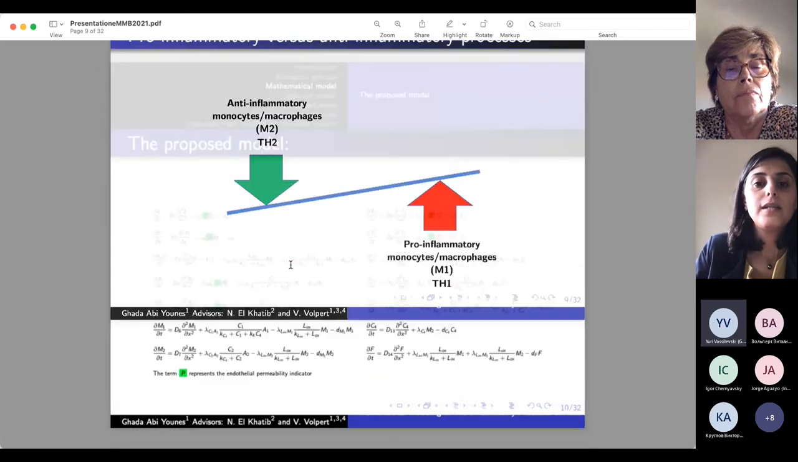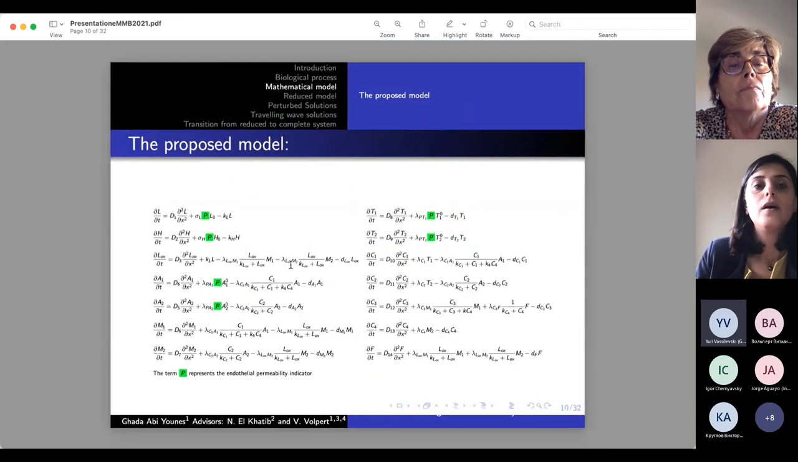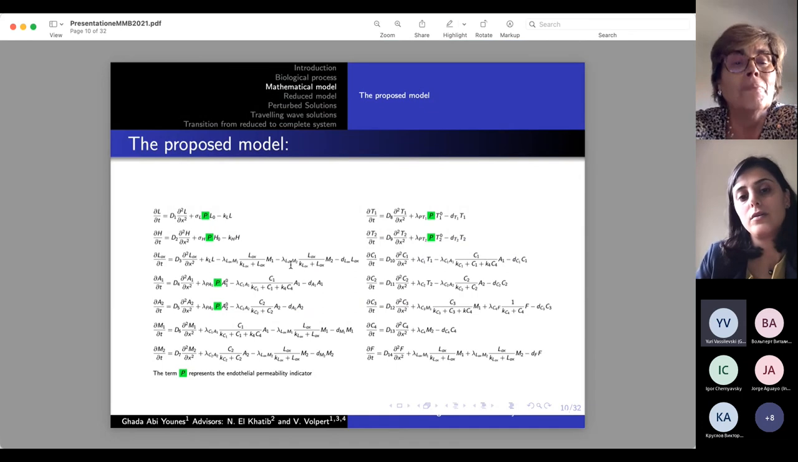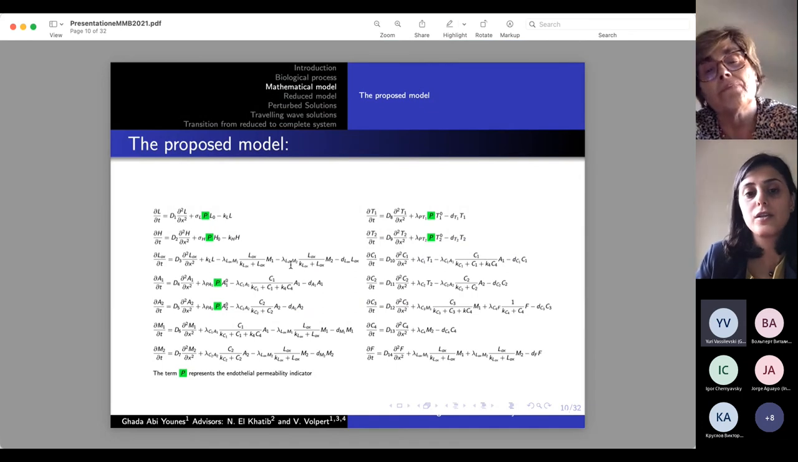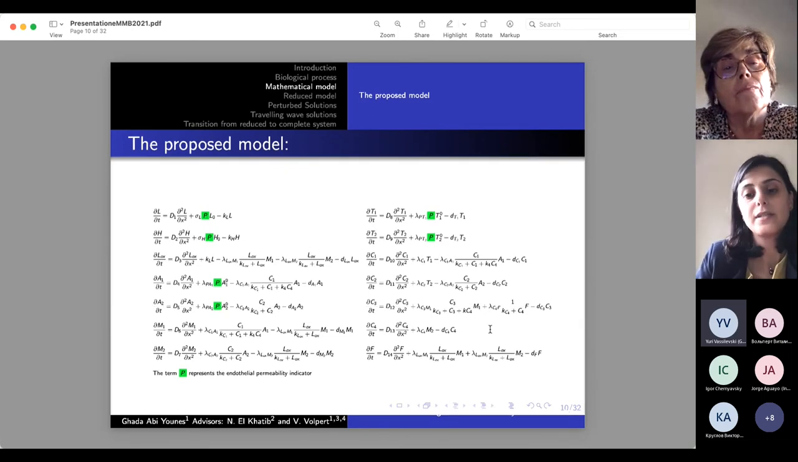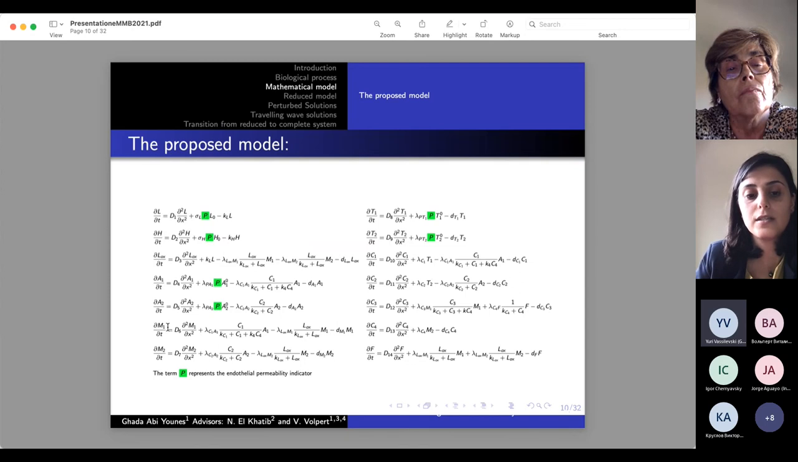Now, let us move to the mathematical part. In order to model the biological processes that we already mentioned, we propose this mathematical model. In fact, it is a model of 14 partial differential equations of reaction-diffusion type, where we are modeling the evolution in time of different elements. To list them, we have LDL, HDL, oxidized LDL, monocytes, macrophages, T helper cells, cytokines, and finally, foam cells.